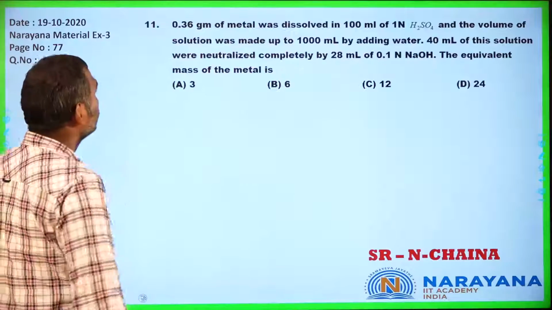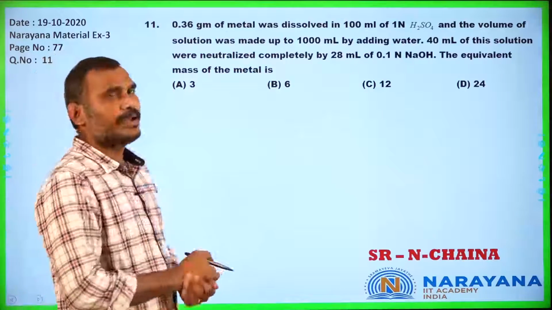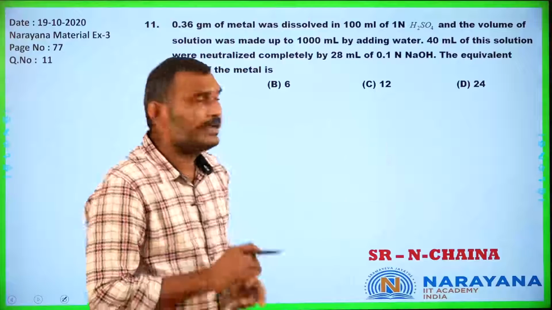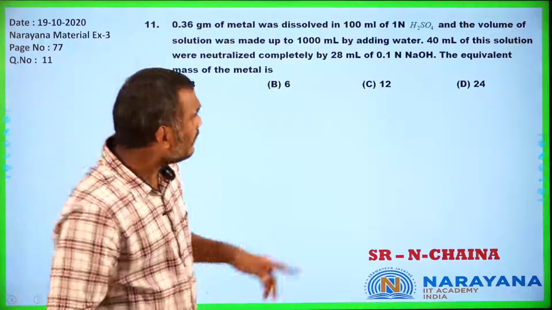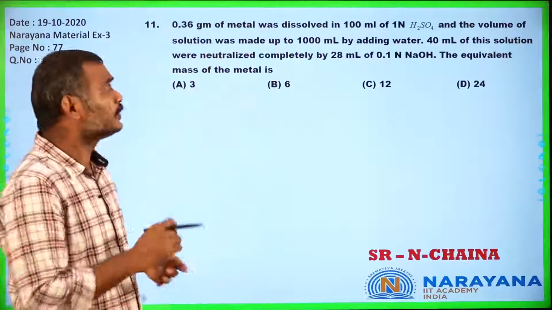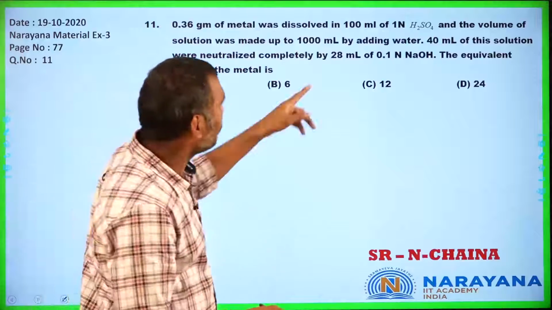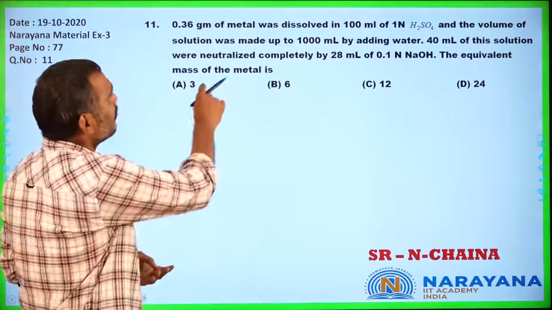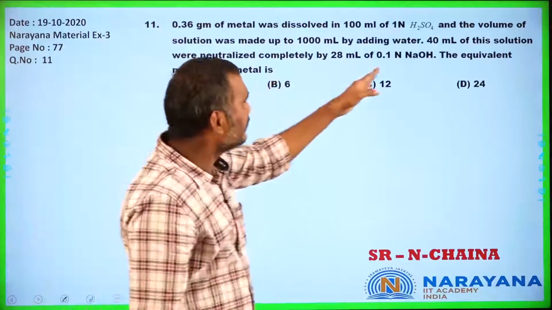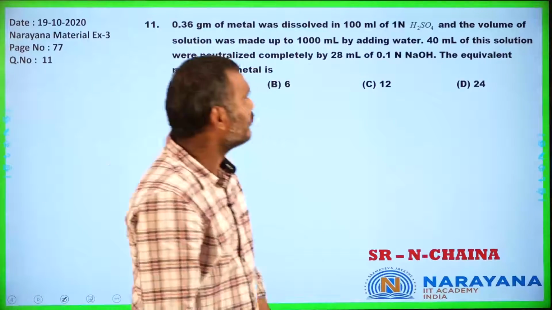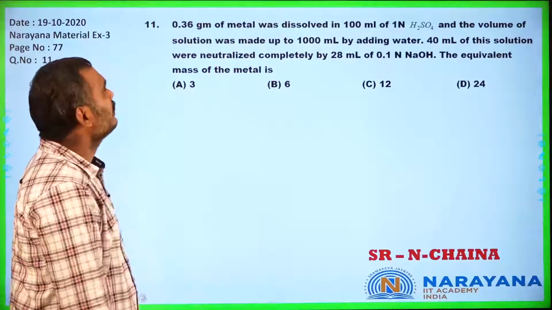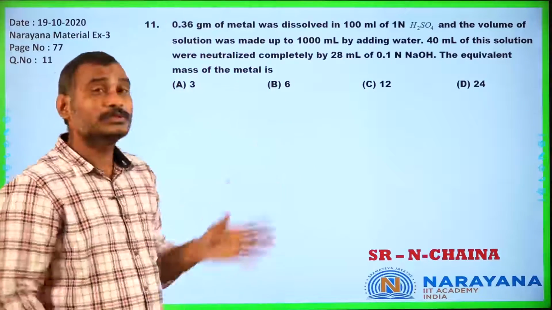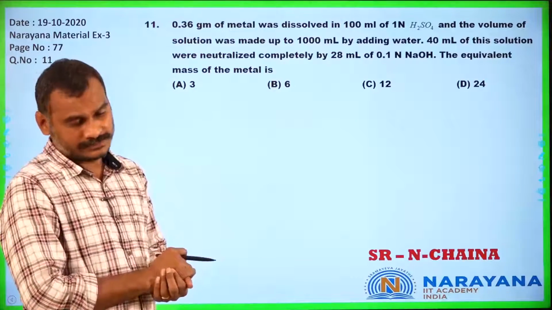Next question. 0.36 gram of metal was dissolved in 100 ml 1N H2SO4, and the volume of solution was made up to 1000 ml by adding water. 40 ml of this solution were neutralized completely by 28 ml 0.1 N NaOH. They asked you the equivalent mass of the metal.